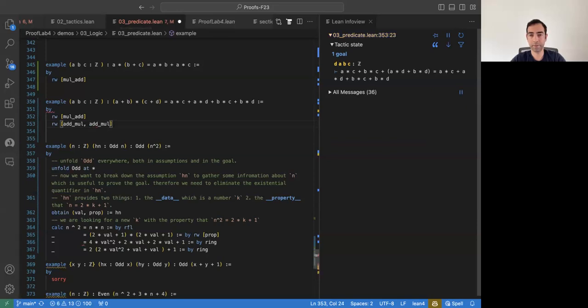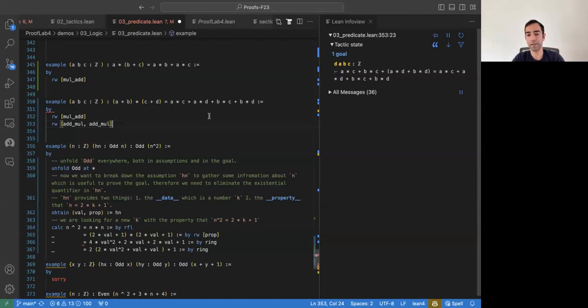Okay. Now let's compare the left-hand side to the right-hand side. On the left-hand side, I have a times c. On the right-hand side, I also have a times c. Here I have b times c. On the right-hand side, I also have b times c. Left-hand side, I have a times d. Right-hand side, I have a times d. Left-hand side, I have b times d. I also have b times d on the right-hand side. So they have exactly the same terms, except the order of addition is different.